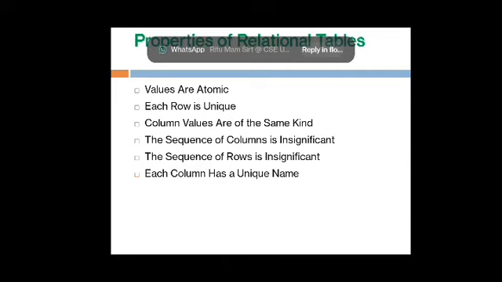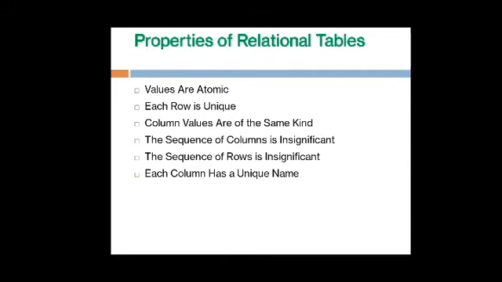Now, the properties of relational tables. Values are atomic, that means a value is always in an atomic manner. Second, each row is unique, that means no row is repeated again and again. Third, column values are of the same kind. The sequence of columns is insignificant. The sequence of rows is insignificant, and each column has a unique name.